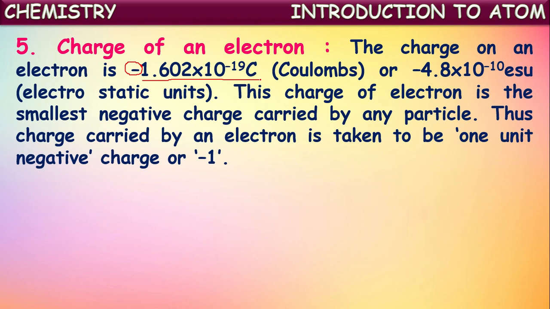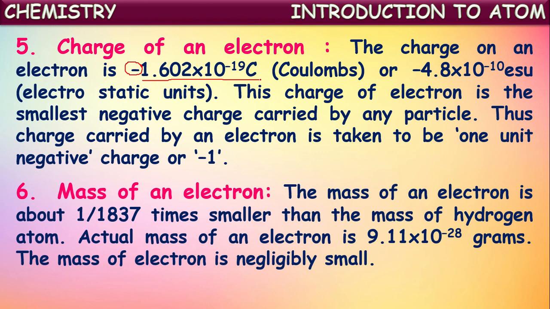Thus, the charge carried by an electron is taken to be 1 unit negative charge, which is also taken as minus 1 charge. So the charge of electron is considered as 1 unit negative charge, and since it is a negative charge, it is indicated as minus 1. This is the smallest quantity of charge which can exist independently, the smallest charge carried by any particle. That's why it is taken as a standard unit, the smallest standard of the charge. 1 unit negative charge it is called.